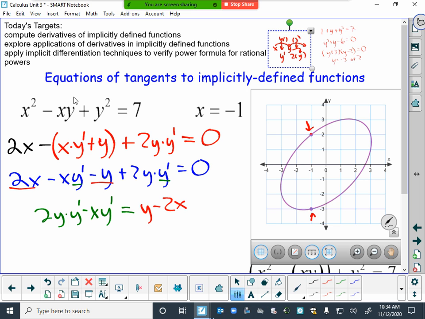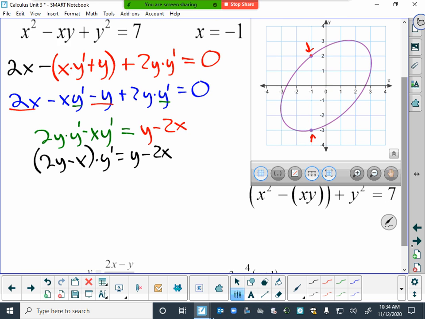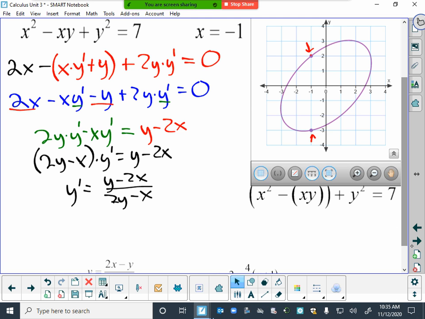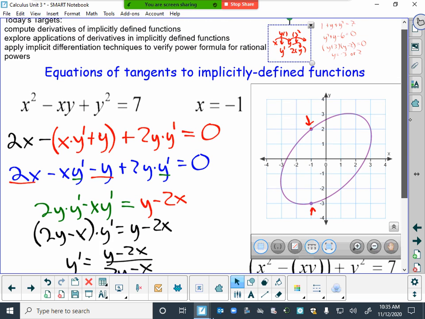And now I'm going to pull a greatest common factor out of this. The greatest common factor is y prime. So I can rewrite this as 2y minus x times y prime is equal to y minus 2x. And so my y prime is going to be y minus 2x divided by 2y minus x. So there is my derivative. It says y prime equals. That's how I know it has a derivative.